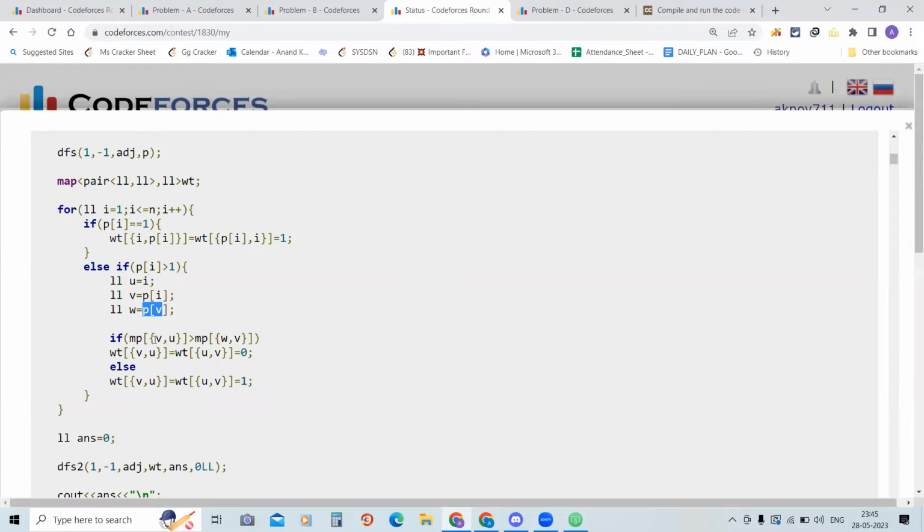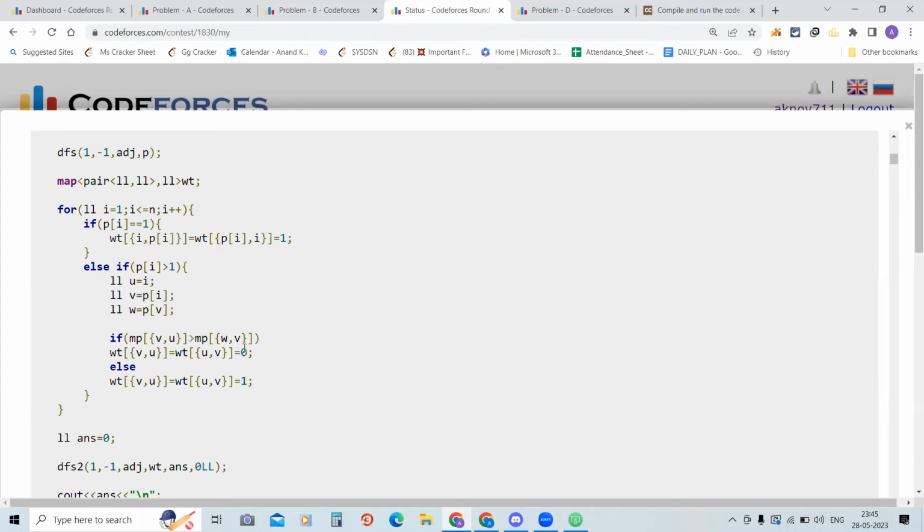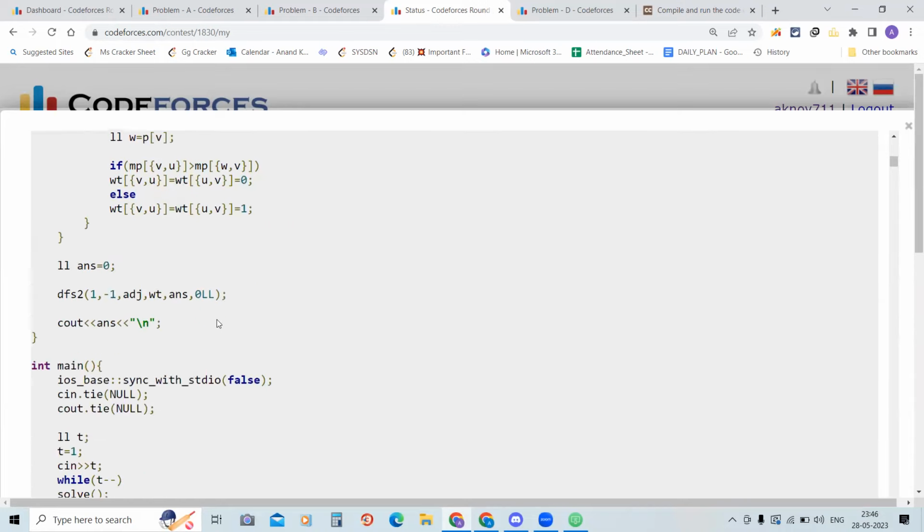Then I'm checking if mapping of VU is greater than mapping of WV. What does mapping denote? Mapping is at what position this edge is occurring. So this is the same as the condition which I was telling you, that if PP dash is coming before PV. If this is the case, then I am setting the weight to be 0. Otherwise, I set the weight of UV to be equal to 1. And then I run another DFS, call it DFS2.